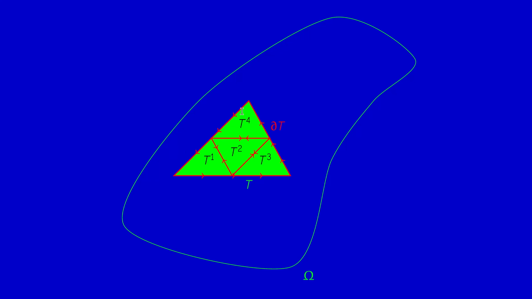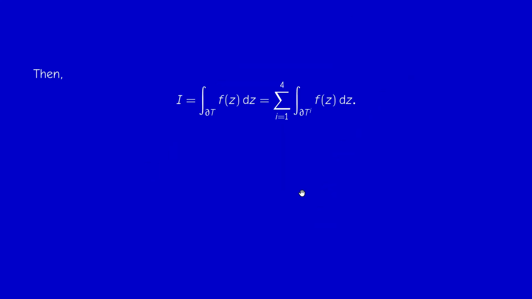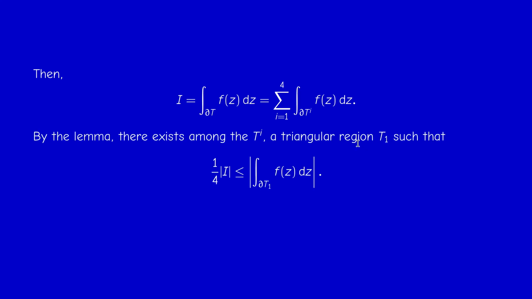So we get something very interesting. The integral along the boundary of the triangle is equal to the sum of the integrals along the boundaries of each of these triangular regions. Okay? So that's it. Now, if we apply the lemma, we have a complex number equal to 4 other complex numbers. So one of them, at least, is bigger than 1/4 of the modulus of the sum.